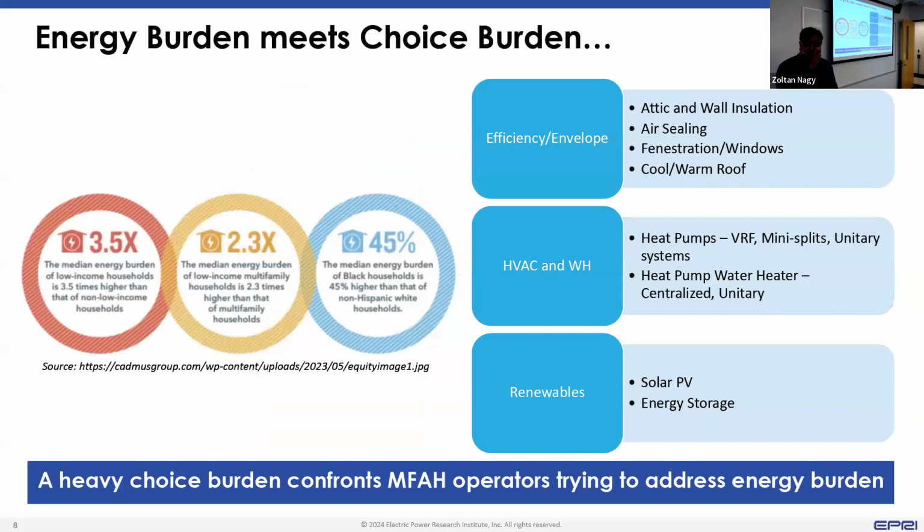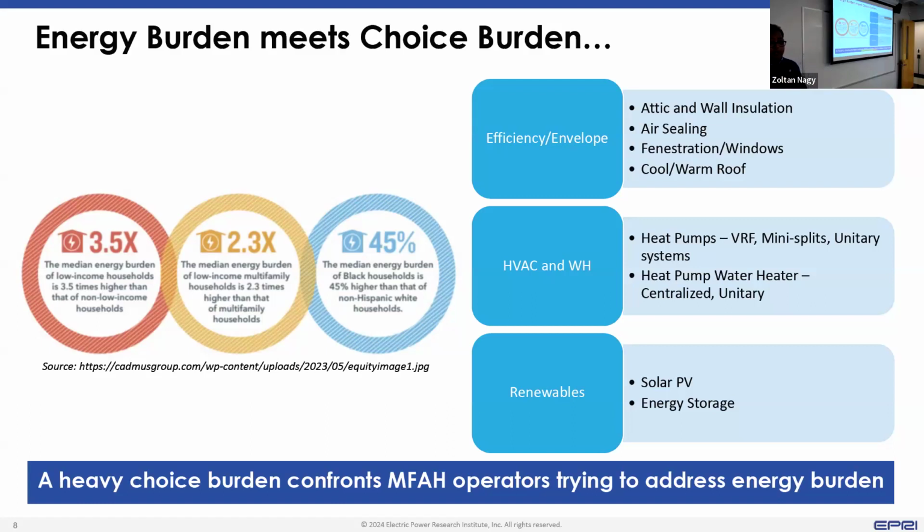And the energy burden that they face: on average, people living in multifamily affordable housing face about 3.5 times higher energy bills than people who live in regular multifamily communities, on a per capita basis, and it's 45% higher for them. The energy burden, as we call it.